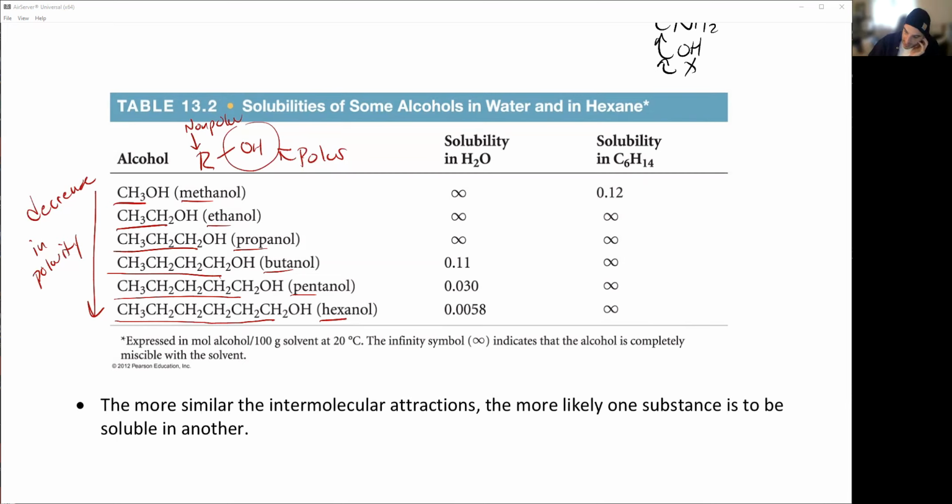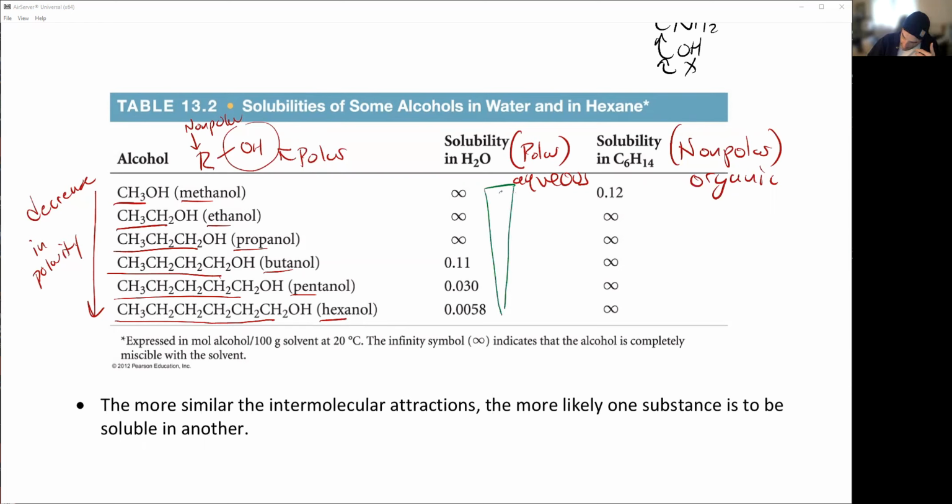Well, what is the solubility in water? Well, we know that water is polar, and C6H14, that's just carbon and hydrogen, so we know that's going to be nonpolar. Again, what's another word for this? This is organic. This is aqueous. Get used to that. Whenever I refer to something that's organic, I'm talking about nonpolar. Aqueous is typically going to be polar. So what do we see? Well, up here, we see a very large solubility. And as we go down, notice that the solubility decreases.